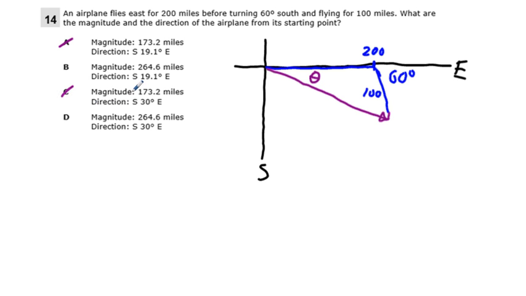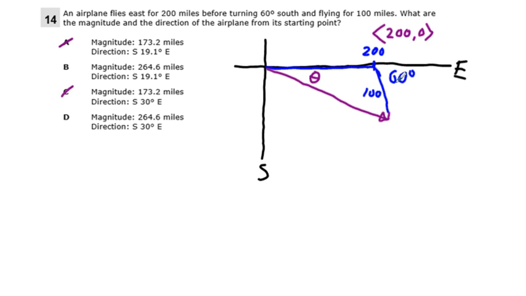So we get the same magnitude for each of these. We're going to continue through with this. We can put these in component form. Our vector here for the airplane going east, we can write down as 200, 0.